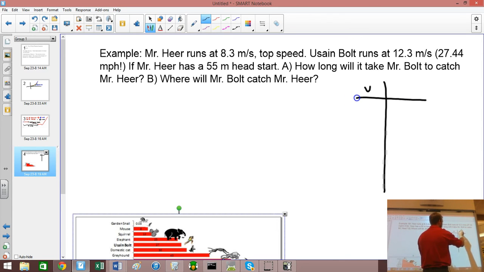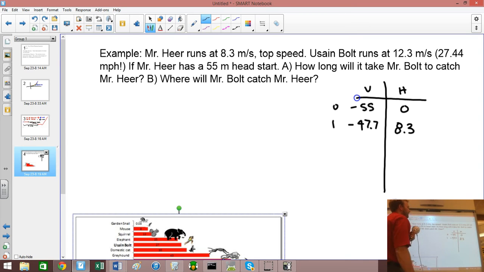So you've got Usain and Hare. At time equals 0, Usain is at, let's call him, negative 55 and Mr. Hare is at 0. Then 1 second later, Mr. Hare is 8.3 meters farther and Usain is 12.3. So you take negative 55 plus 12.3, and that's going to be negative 42.7? I think so.